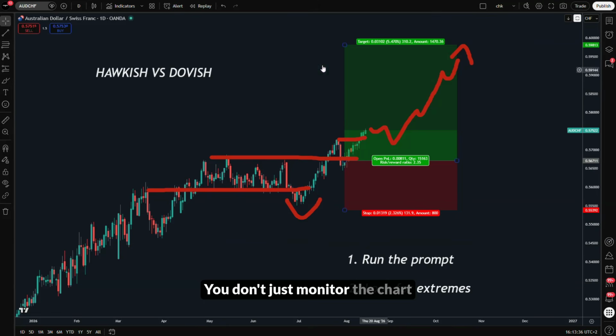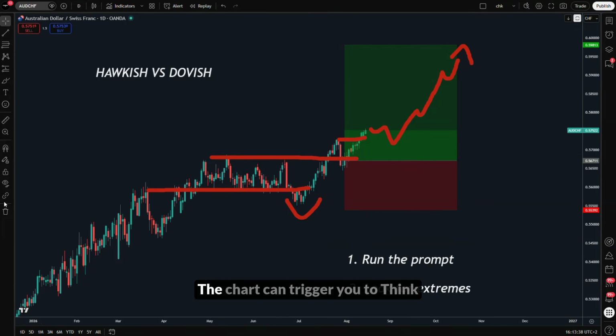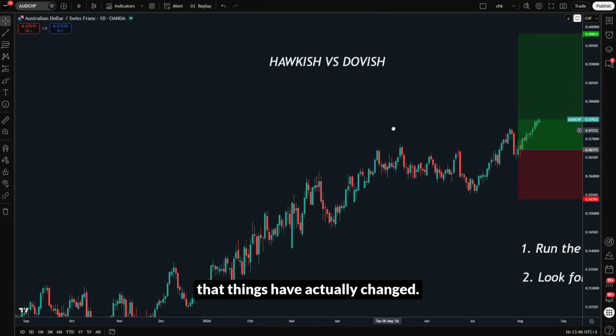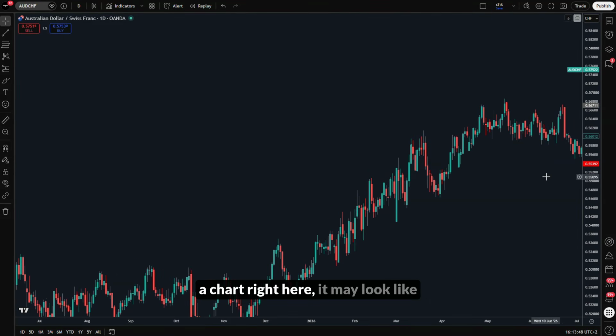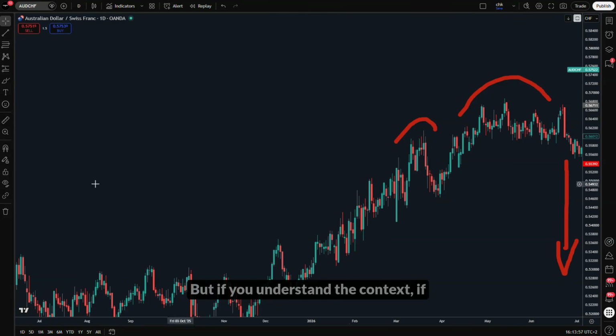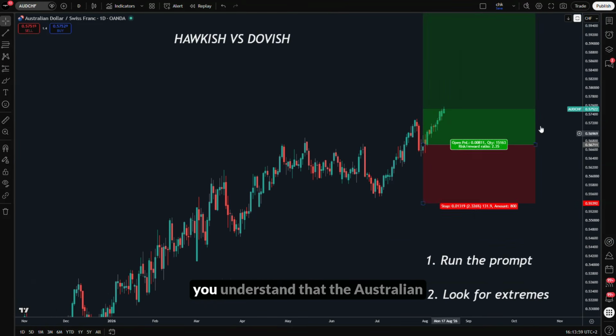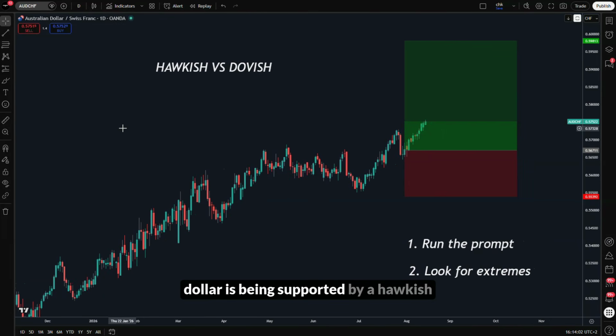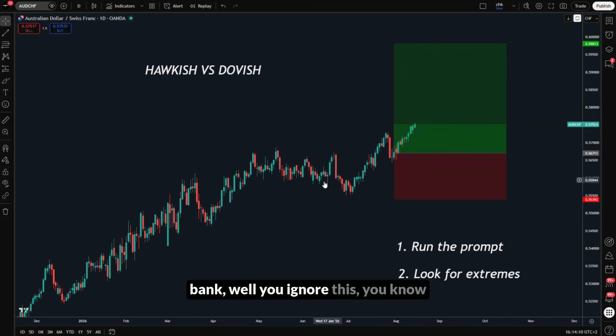You don't just monitor the chart because the chart can fool you. The chart can trigger you to think that things have actually changed. For instance, if you're looking at a chart right here, it may look like things are starting to roll over and potentially this could go lower. But if you understand the context, if you understand that the Australian dollar is being supported by a hawkish central bank, while the Swiss franc is being weakened by a dovish central bank, you know it's a technical pullback, and then you expect things to keep moving higher.